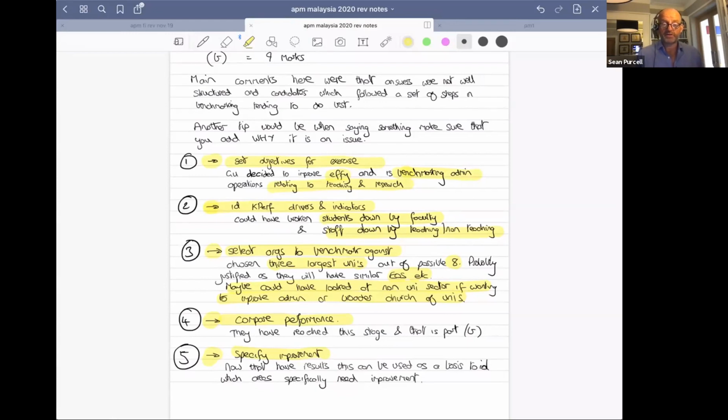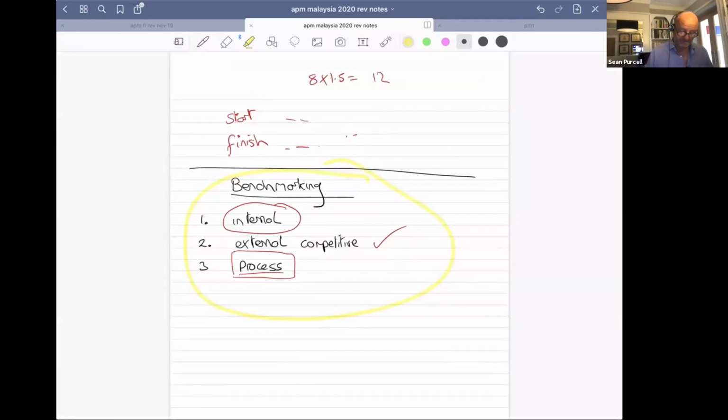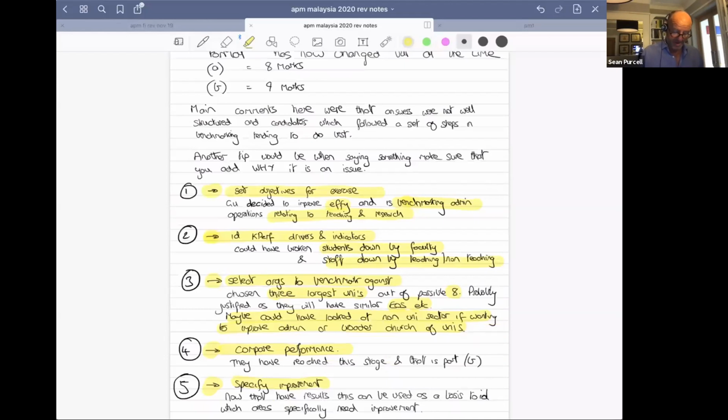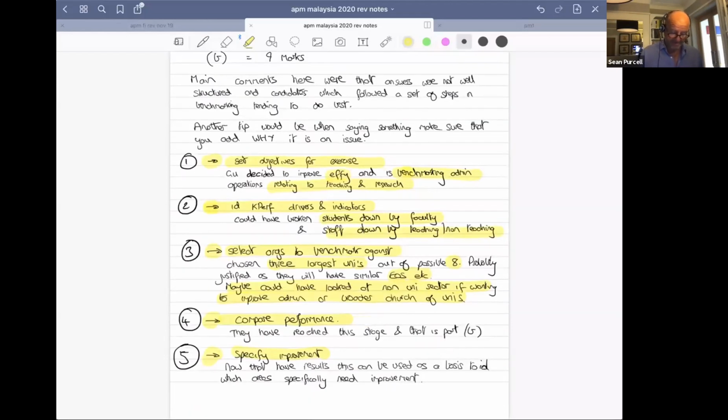They will have similar economies of scale. Maybe if we think about other things, we could have looked at process and maybe not looked at universities. There will be things maybe like some of the administration, which could be benchmarked against similar businesses that do similar admin to universities, although they're not necessarily universities. So that's good. They have kind of reached the comparative stage where they compare performance.